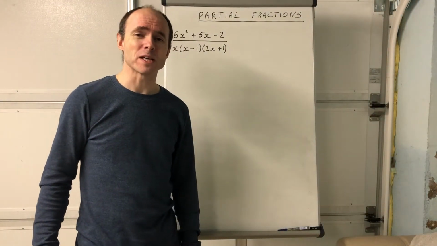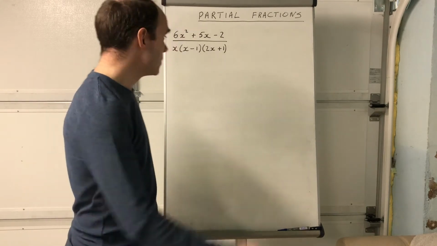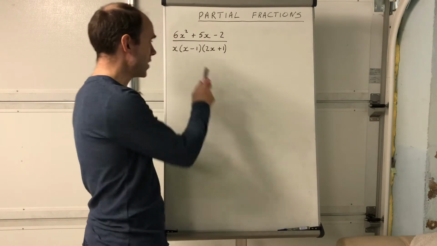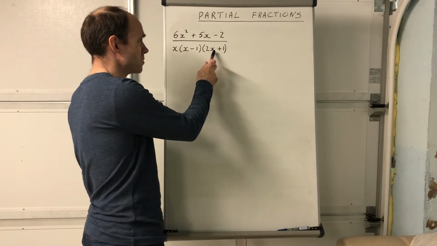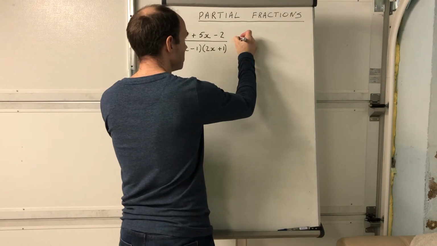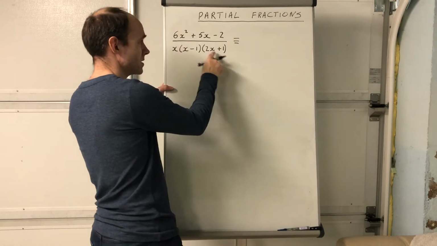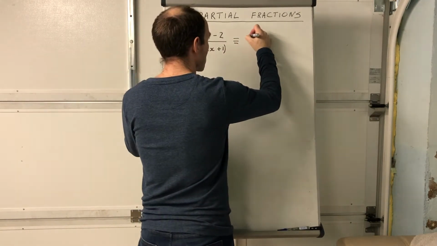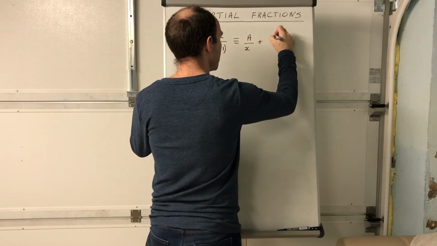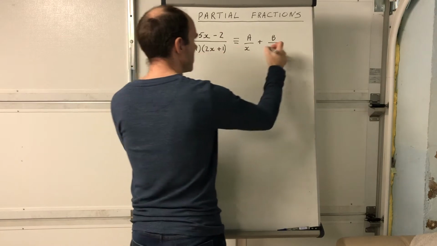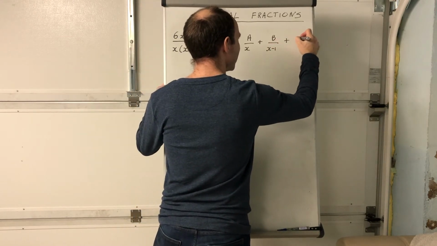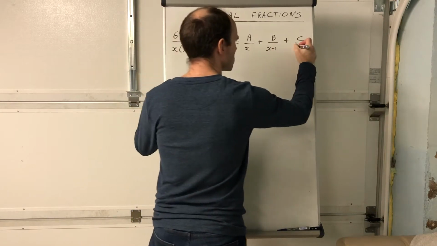This is my next partial fractions example. Notice you've got 3 distinct factors on the denominator this time. So you've got x, x minus 1, 2x plus 1. So what form will the partial fractions take? Well, there's going to be 3 of them, clearly, because there's 3 distinct factors. The first one will be a over x, the second one will be b over x minus 1, and the third one will be c over 2x plus 1.